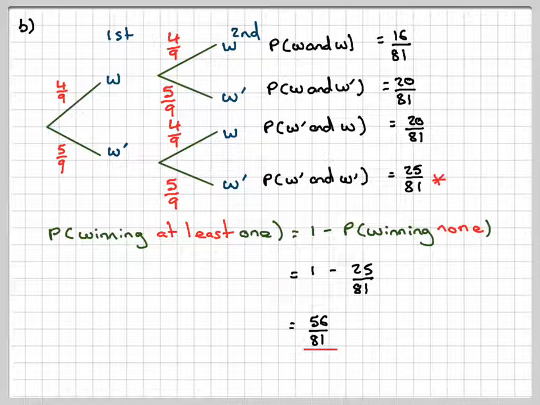So this has been a video to show you how to draw a tree diagram, and then to use that to find the probability of winning at least 1.